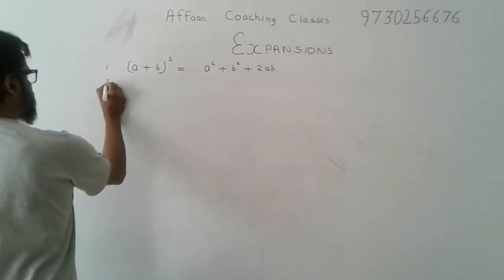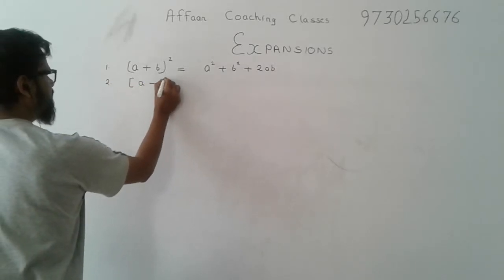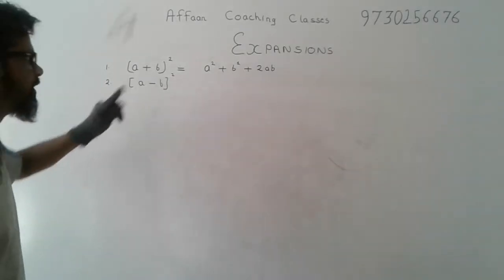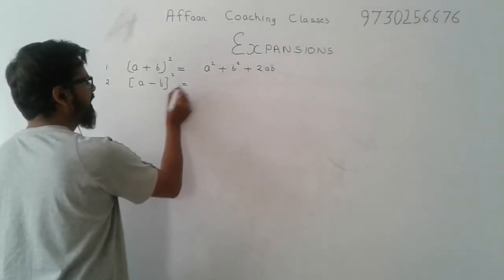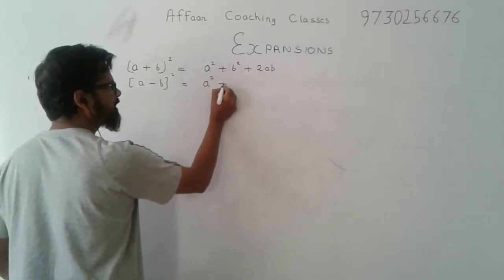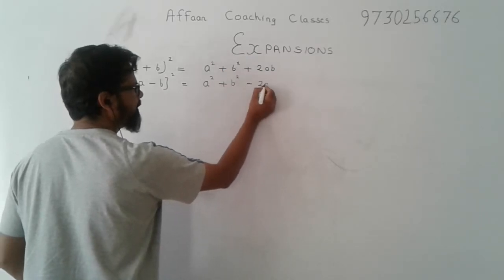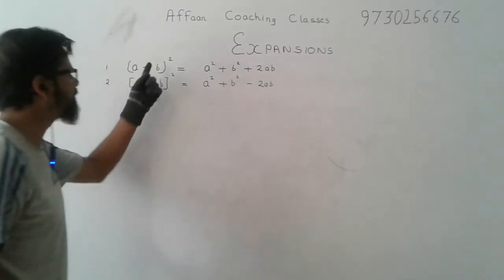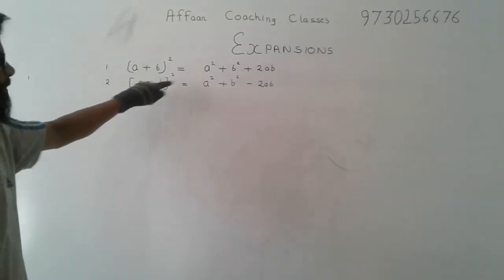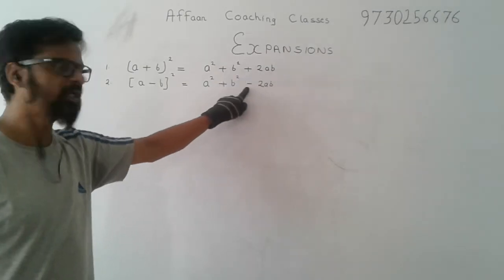Second formula is (a minus b) whole bracket square. Here the two terms are separated by a minus sign. Whenever you have a minus sign and a whole bracket square, this is going to be a square plus b square minus 2ab. The only difference between these two is whenever you have a plus sign, this 2ab will come with plus, and with a minus sign 2ab will come with minus sign.